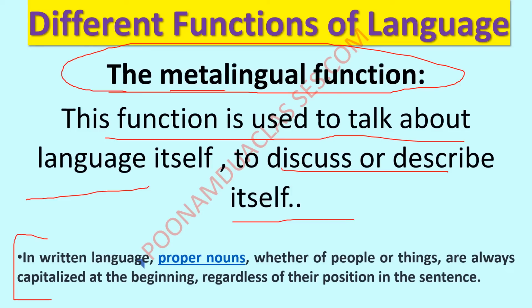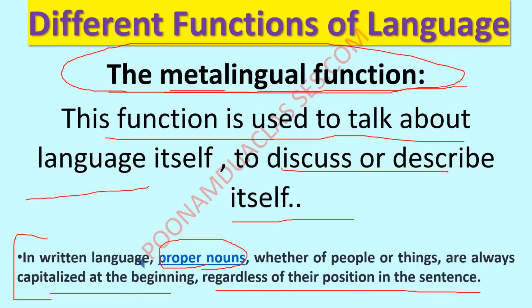In written language, proper nouns, whether of people or thing, are always capitalized at the beginning. So here we are defining proper nouns and its function. So language is fulfilling here metalingual function. Regardless of their position in the sentence, proper nouns are to be capitalized. So this is one feature of proper noun. When we talk about any feature of any part of language, then we will say metalingual function of the language is resolved.